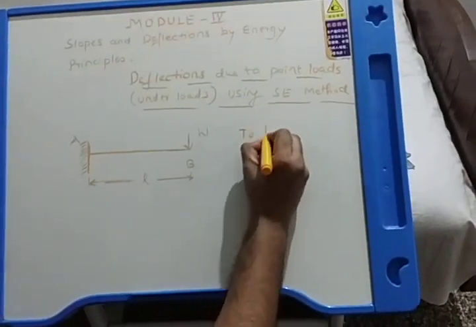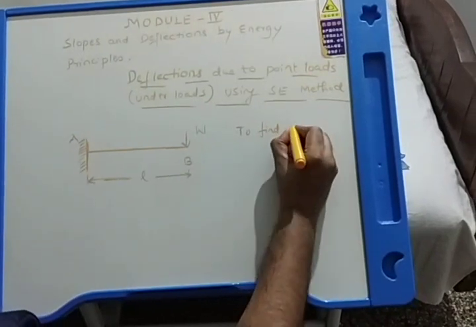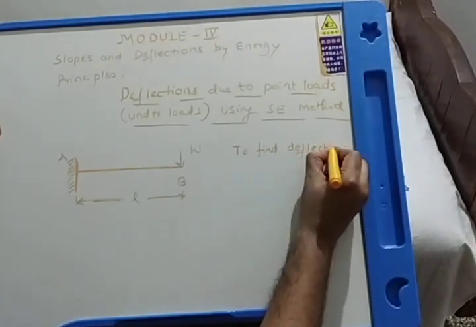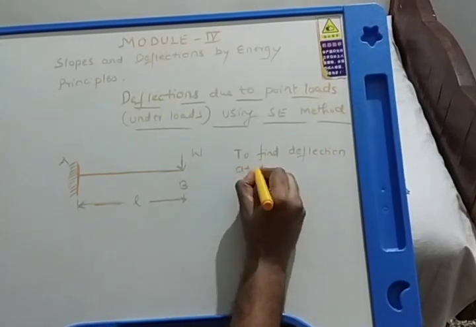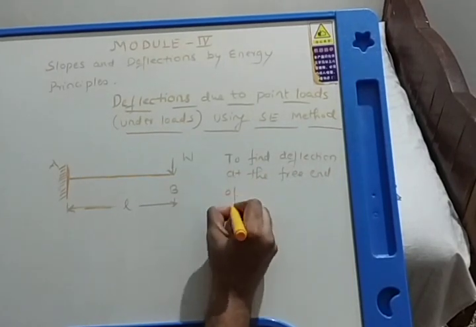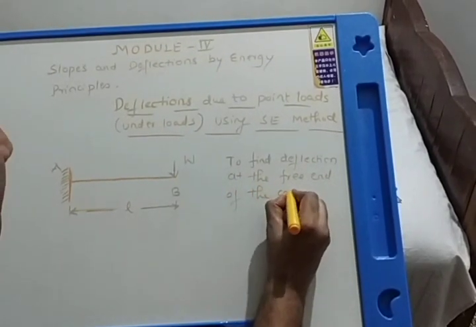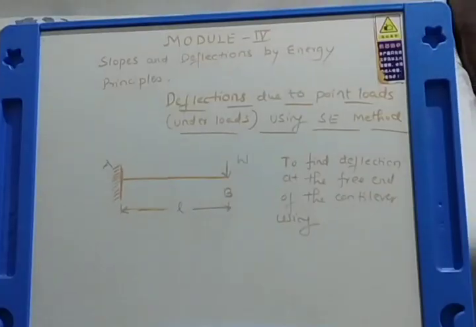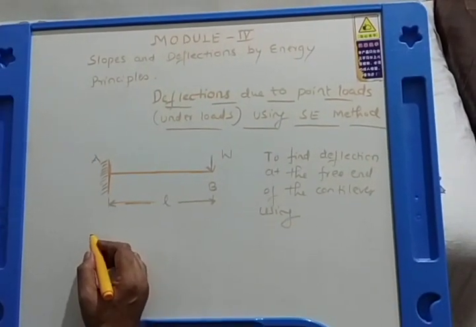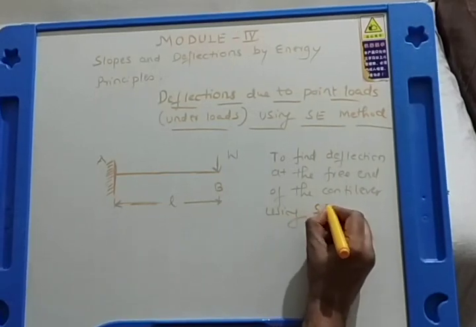To find deflection at the free end of the cantilever. So this is the question, my dear students: to find deflection at the free end of the cantilever using the strain energy method.